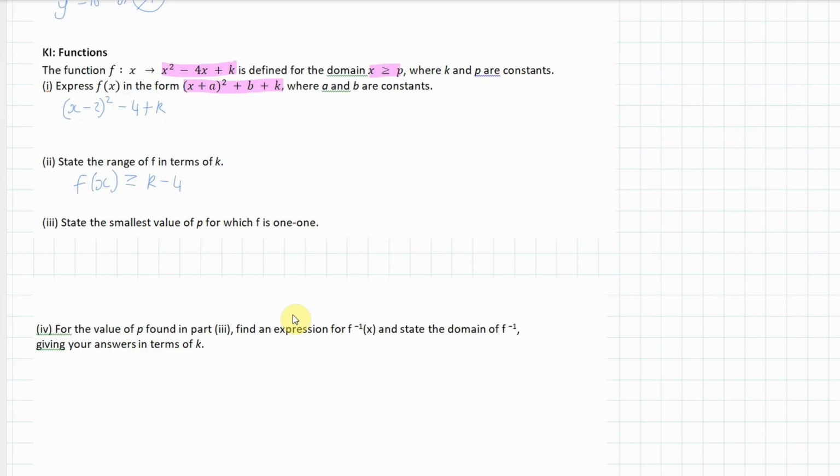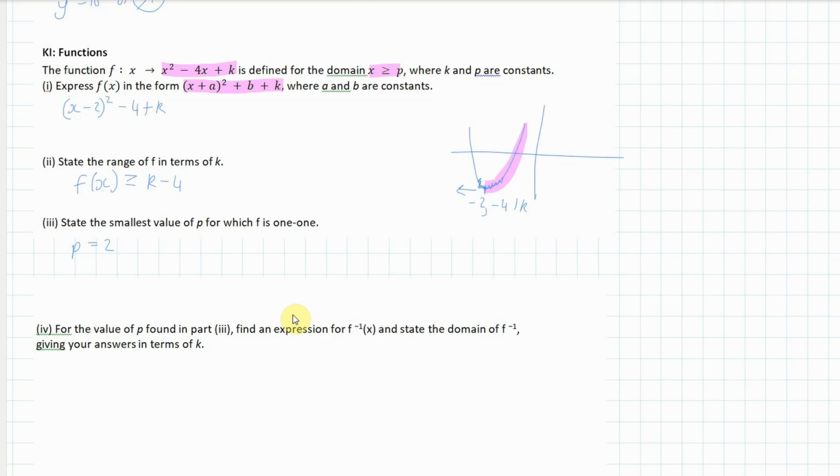The smallest value of p for which the function is 1 to 1 is p equals 2, because if you went any lower than 2, you're passing the minimum point. So what do we got? We've got a point at 2, so let's say this is at 2 comma minus 4 plus k. Now if you go any further to the left, you're going to get a 1 to many when you turn it into an inverse, and we want 1 to 1, so we just want on this side of 2, that would be 1 to 1. If we go any further to the left, it wouldn't be 1 to 1 anymore.